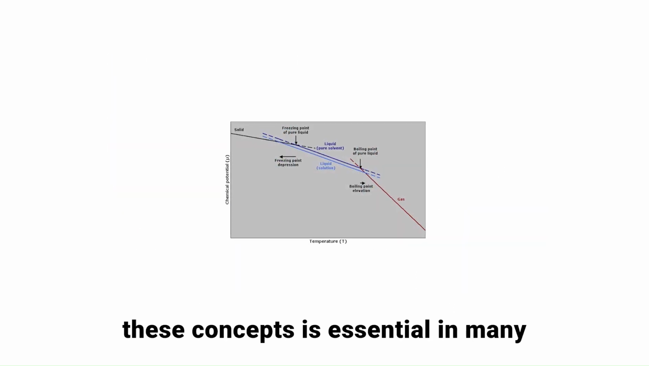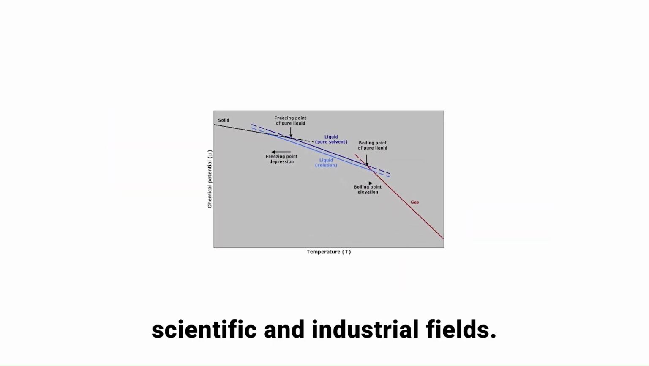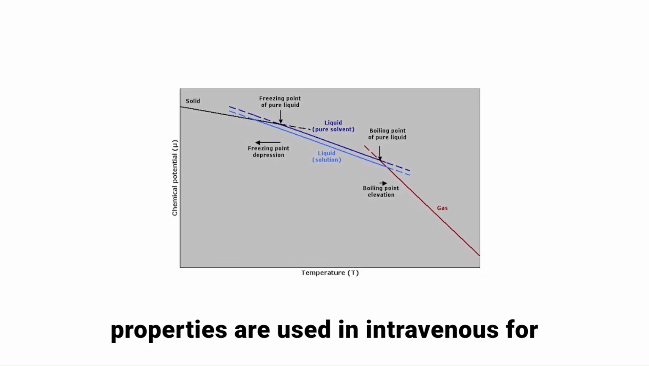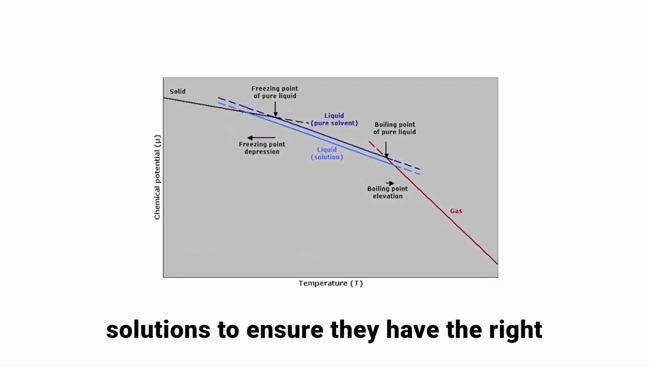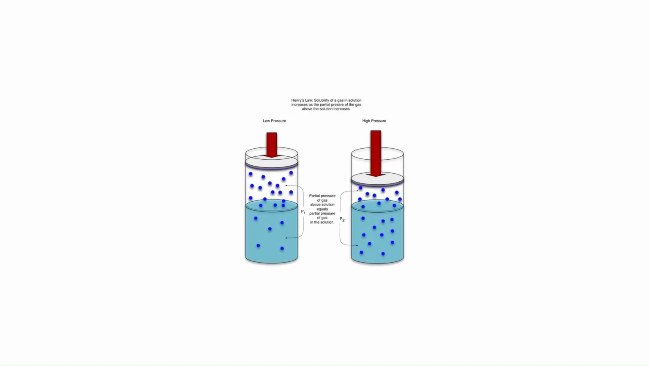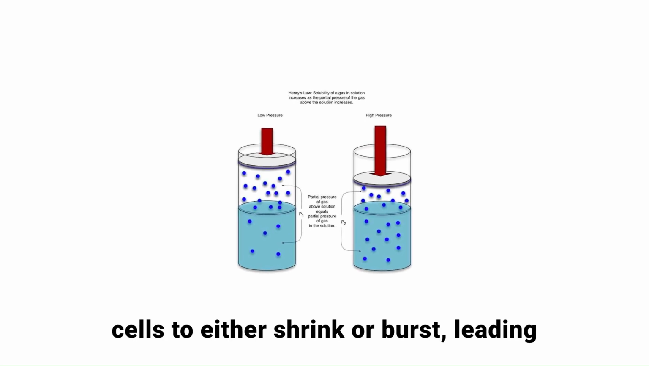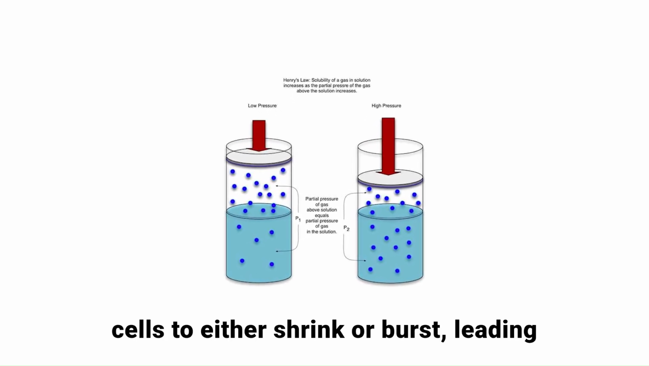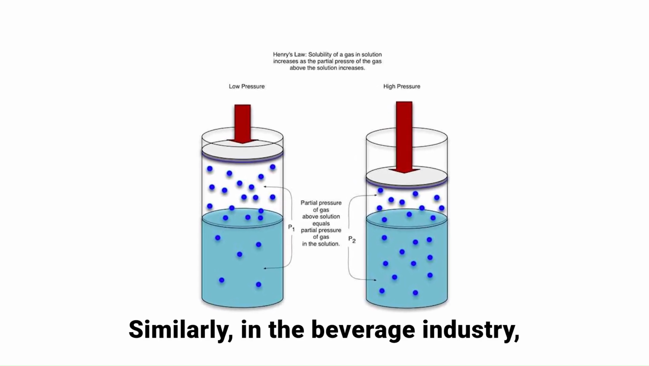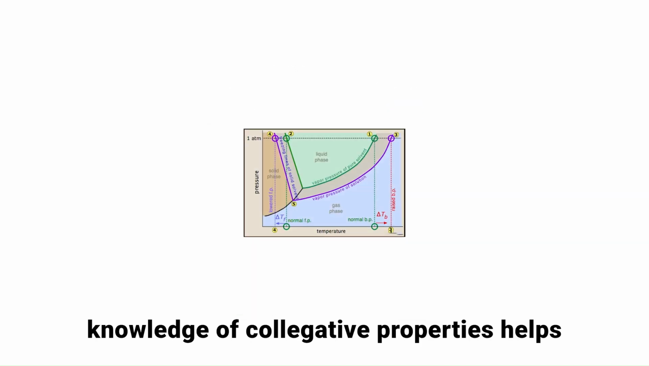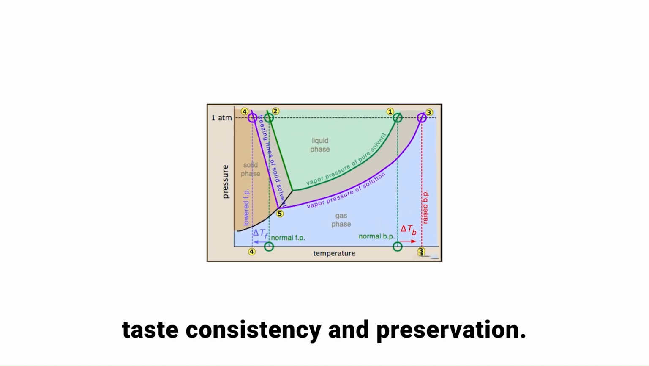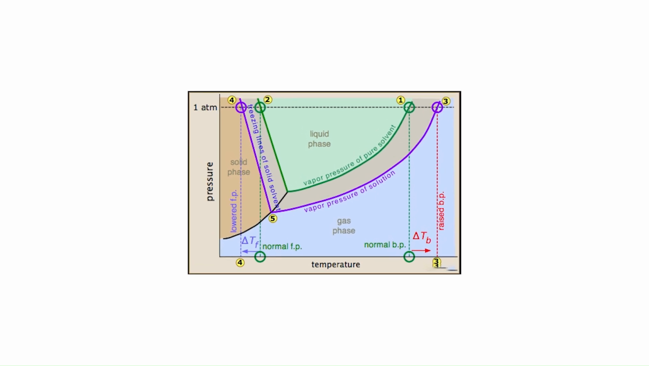Understanding these concepts is essential in many scientific and industrial fields. In medical applications, colligative properties are used in intravenous solutions to ensure they have the right osmotic balance with human blood. Incorrect osmotic pressure can cause cells to either shrink or burst, leading to serious health consequences. Similarly, in the beverage industry, knowledge of colligative properties helps in designing solutions with controlled boiling and freezing points to maintain taste, consistency, and preservation.